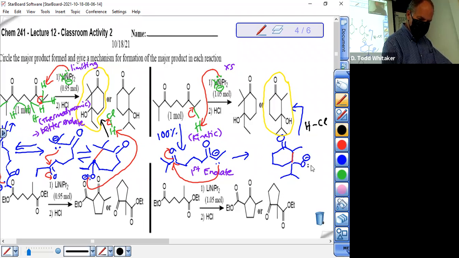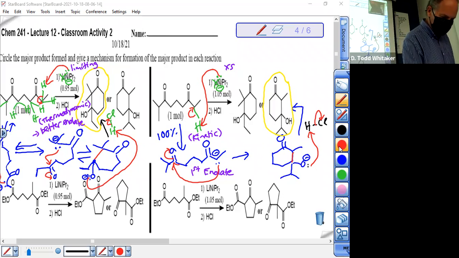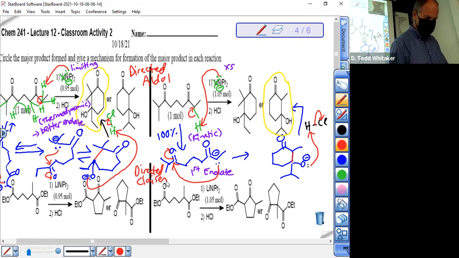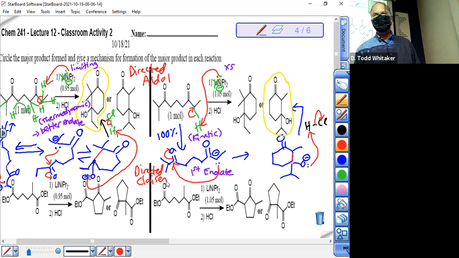Step 2. And these are all directed aldol reactions. Top 2, directed aldol. Bottom 2, you're attacking esters. Directed Claisen with a similar story. Limiting versus excess again. Same story.